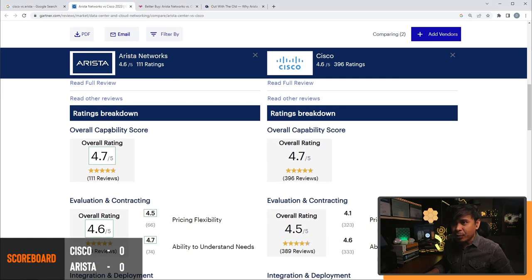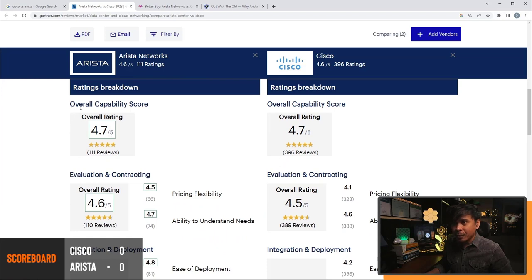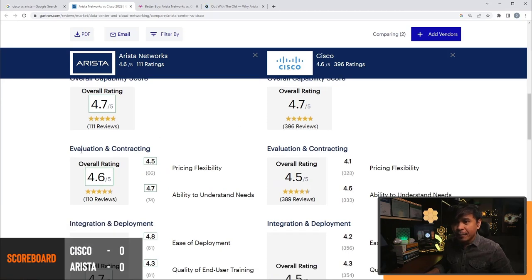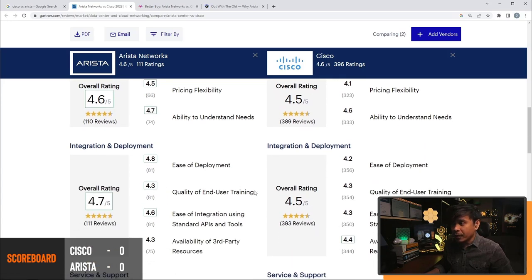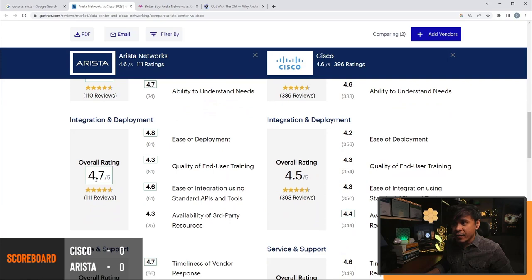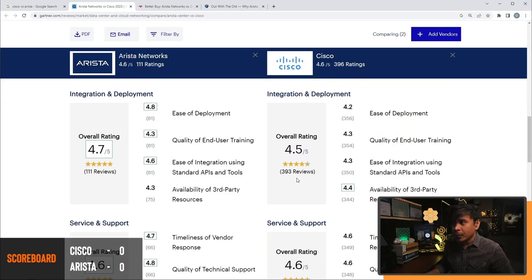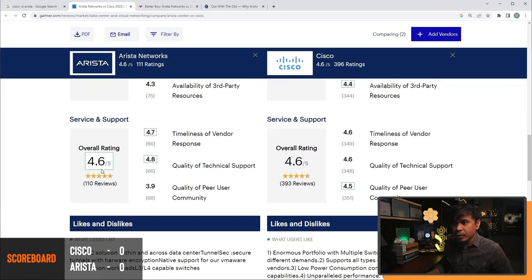Under ratings breakdown, okay, so they broke it down. Overall capability score under overall rating is 4.7. Both of them, both Cisco and Arista. Evaluation and contracting, 4.6 under Arista, which is higher than Cisco's 4.5. Integration and deployment, what we have here is even higher. 4.7 Arista, 4.5 for Cisco. Okay, and service and support, both of them also got 4.6.